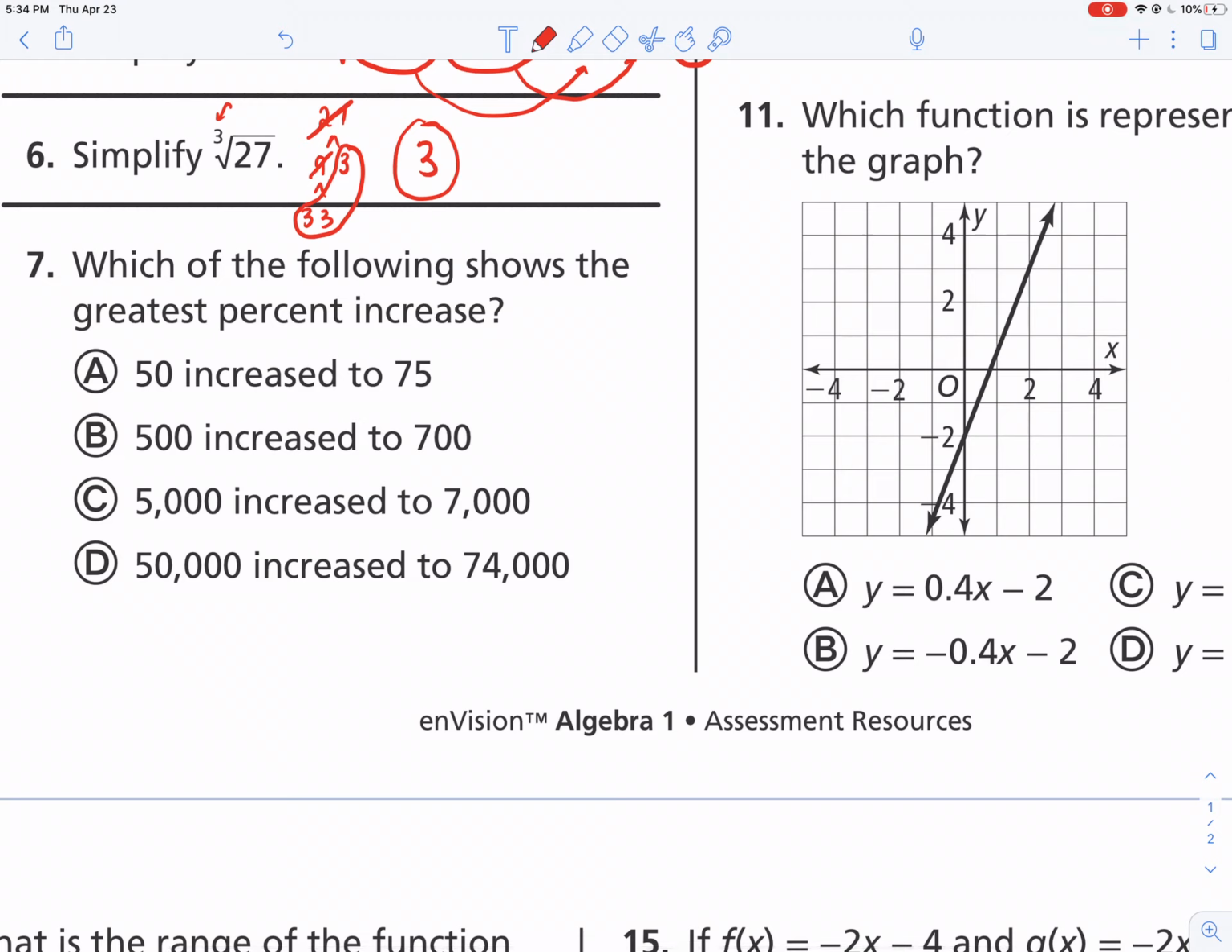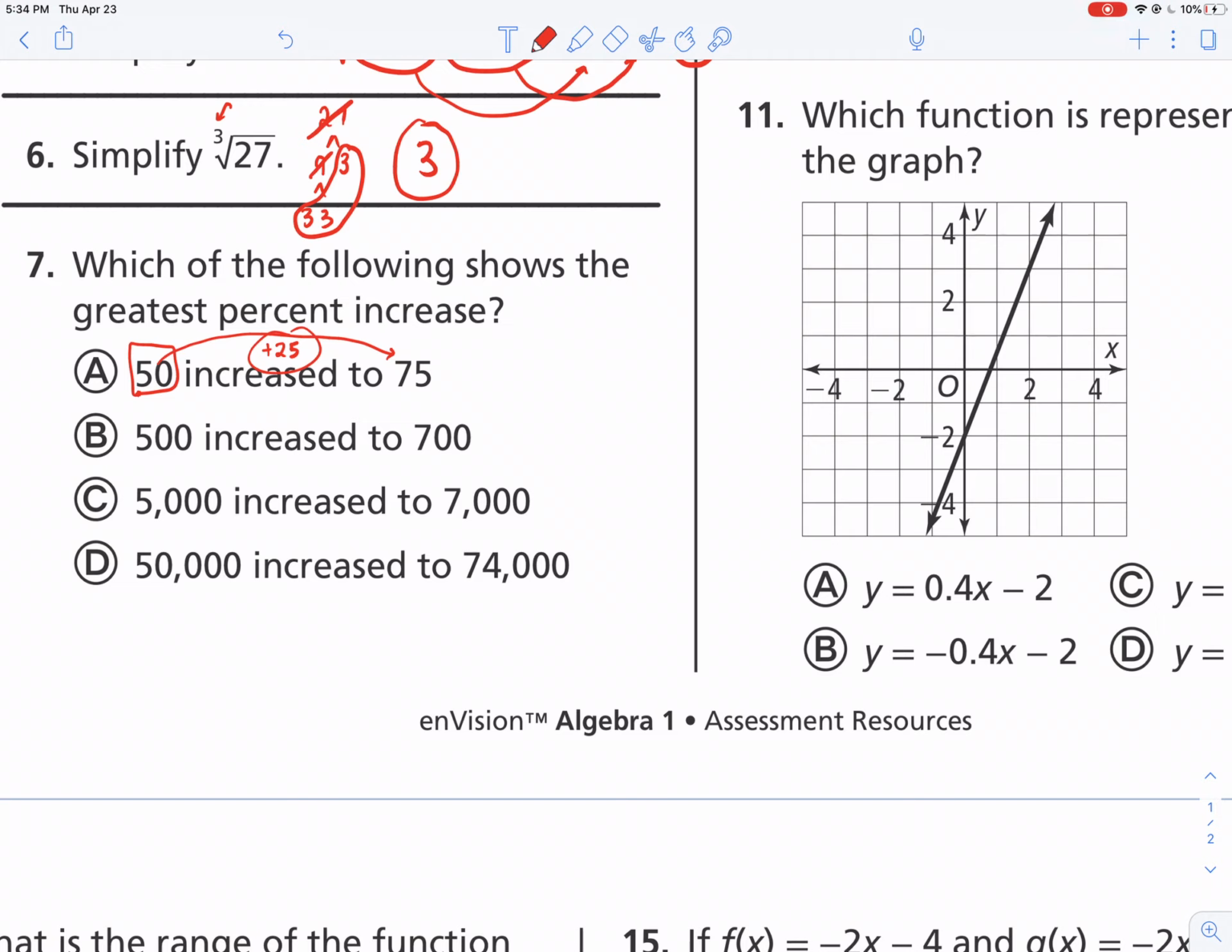Okay, for number 7, you might need a calculator because you might not be able to do it right off the top of your head, as we're talking about percents. But this one's talking about how much they are increasing by. So if I go from 50 to 75, that means it goes up by 25. Well, 25 is actually half of what 50 is, right? So it's 50% of what 50 is.